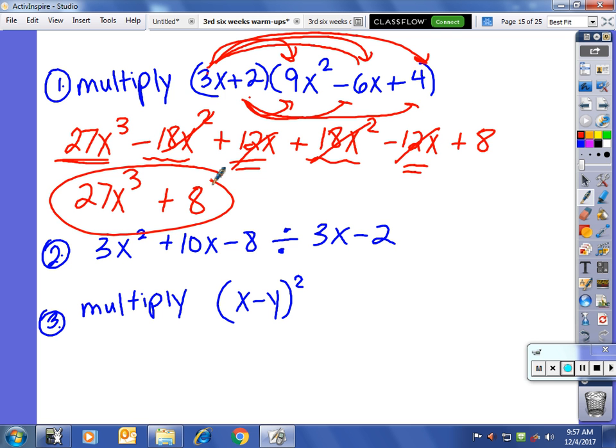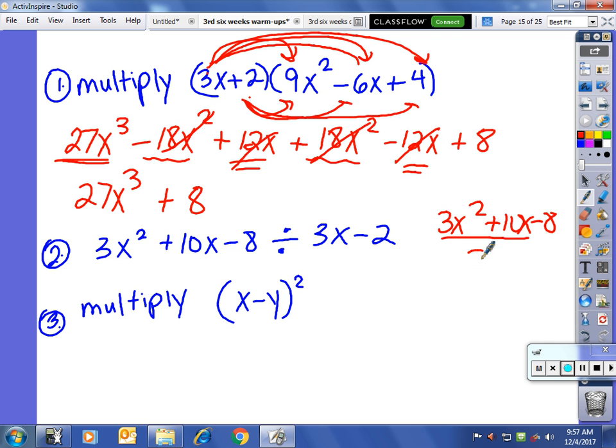Alright, number 2. Dividing. And again, if you don't like it written like this, you can write it with a fraction bar if that makes you more comfortable. What are we used to doing to a problem that looks like this? Factoring. Guess what one of the factors is going to be? It's probably going to be 3x minus 2. And in fact, I do think that works. 3x minus 2 and x plus 4.